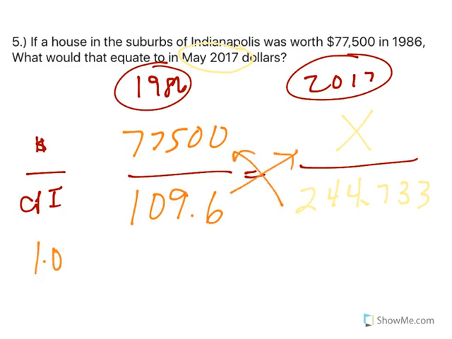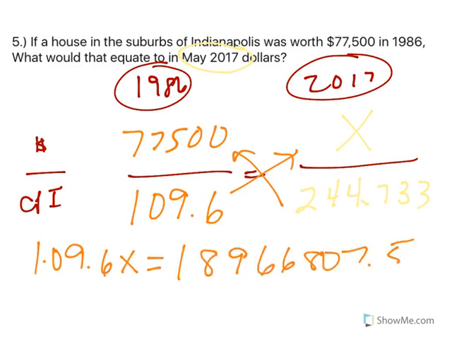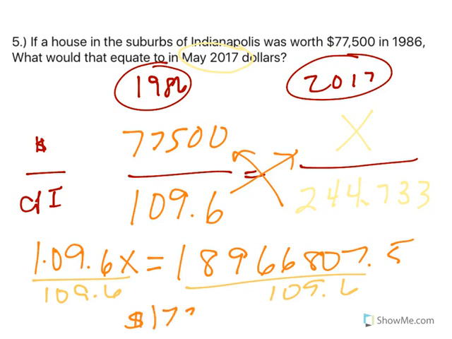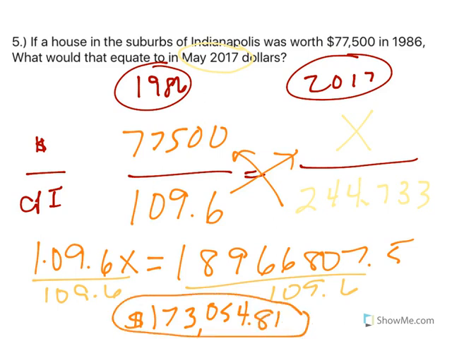So 109.6 times x equals 1,896,687.5. Divide by the 109.6. And again, I'm out of room. I need to really work on that. I end up with $173,054.81. So a $77,500 house in 1986 is more than $173,000 in 2017. And that is your practice page on the federal debt and the CPI.